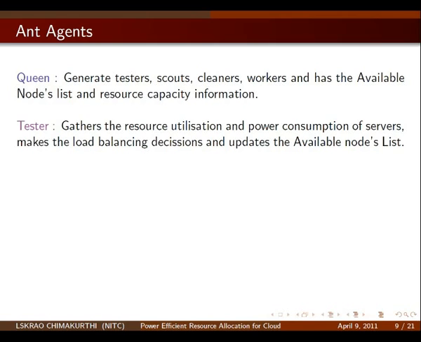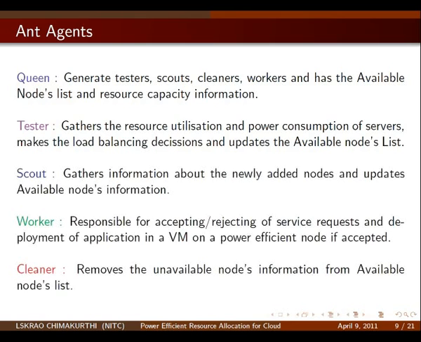As I said earlier, the controller node in the cloud acts as a queen. It generates the testers, scouts, cleaners, and workers periodically, and it maintains the available nodes list. The tester ant is responsible for gathering the resource utilization and power consumption, and it makes the load balancing decisions.